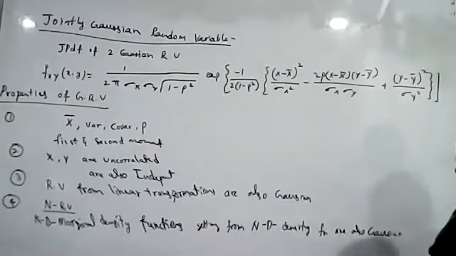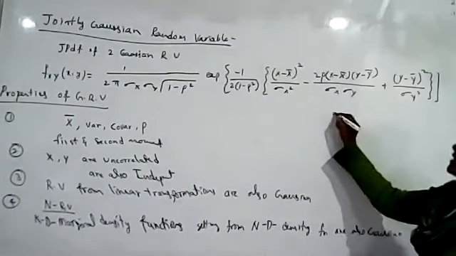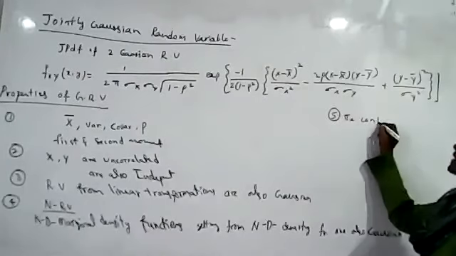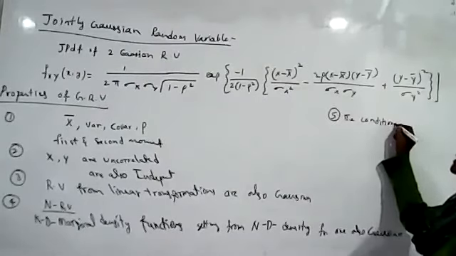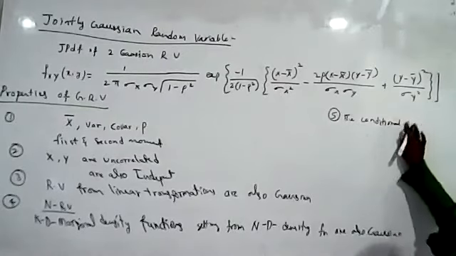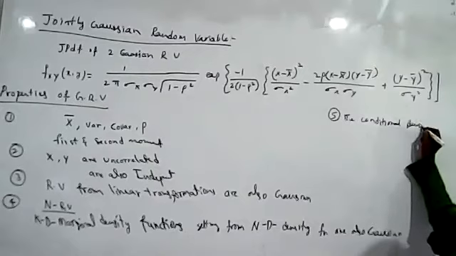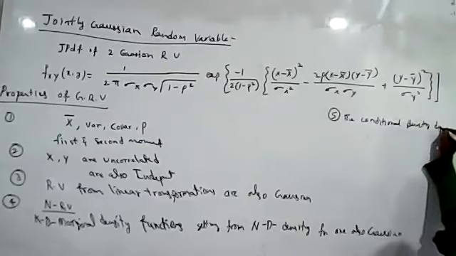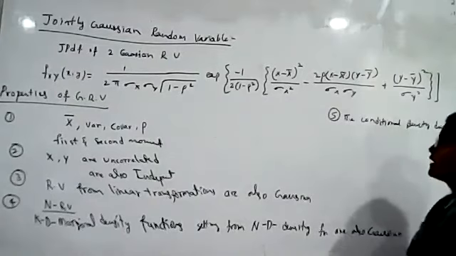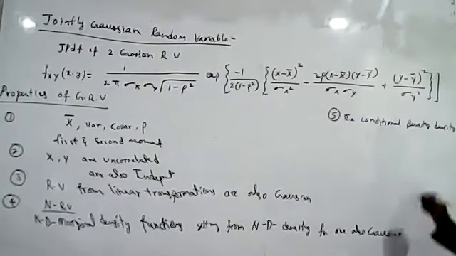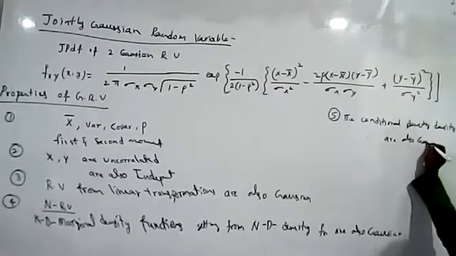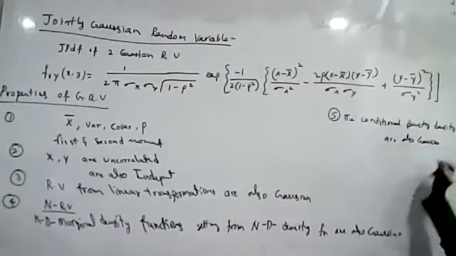And the fifth property says that the conditional density functions, which we have discussed, obtained from the n-dimensional random variables are also Gaussian. So these are the 5 properties of Gaussian random variables.